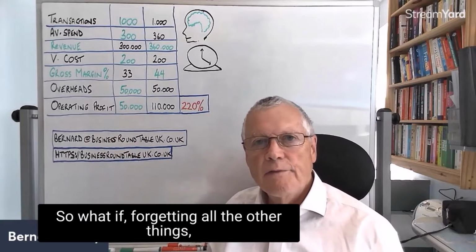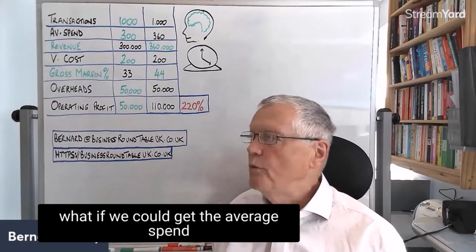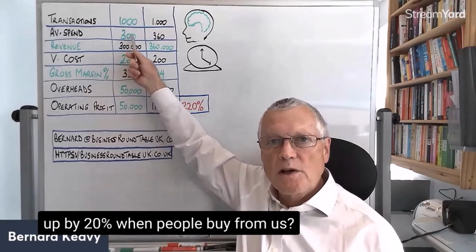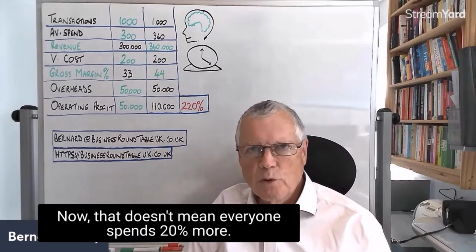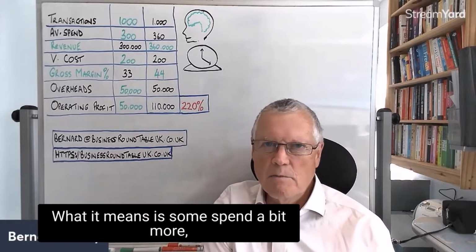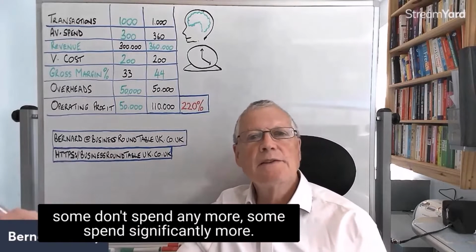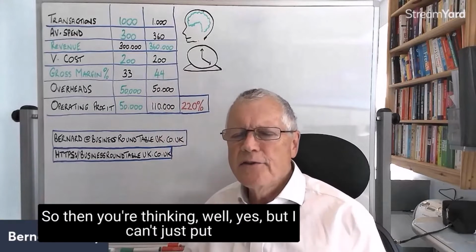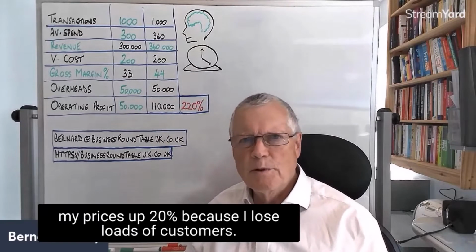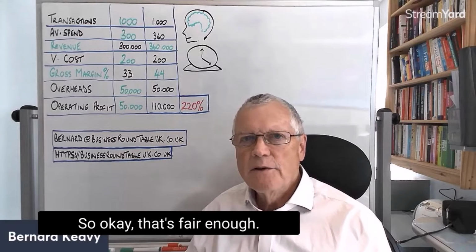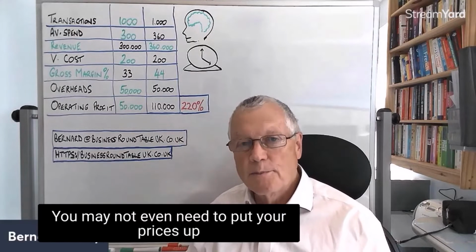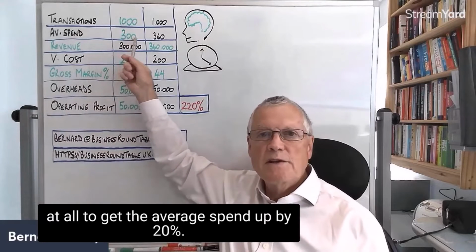So forgetting all the other things, what if we could get the average spend up by 20% when people buy from us? Now, that doesn't mean everyone spends 20% more. What it means is some spend a bit more, some don't spend any more, and some spend significantly more. So then you're thinking, well, yes, but I can't just put my prices up 20% because I'll lose loads of customers. Okay, that's fair enough. You may not even need to put your prices up at all to get the average spend up by 20%.